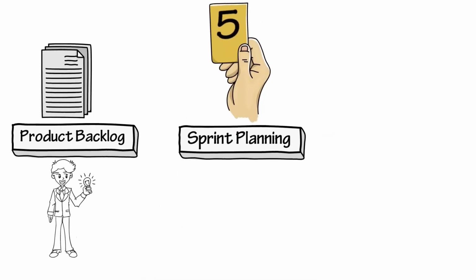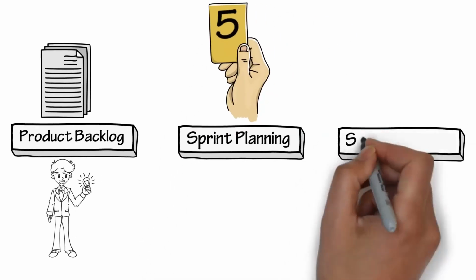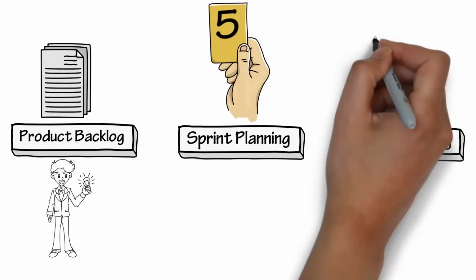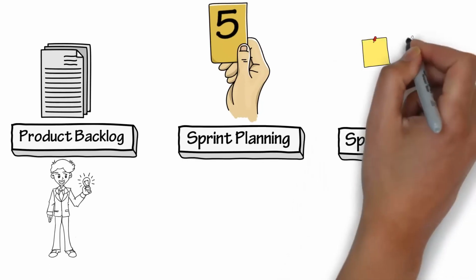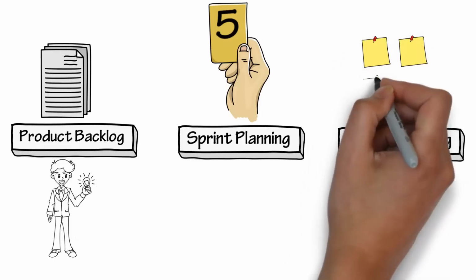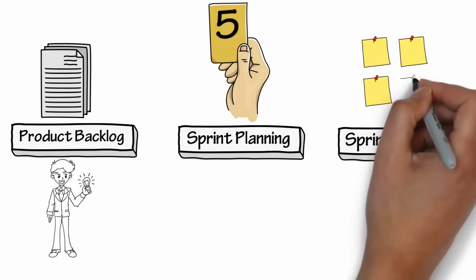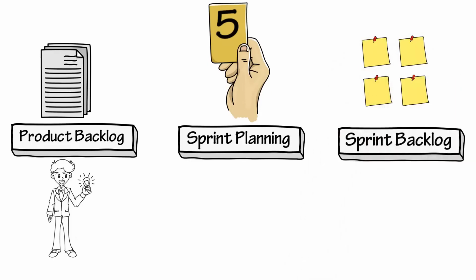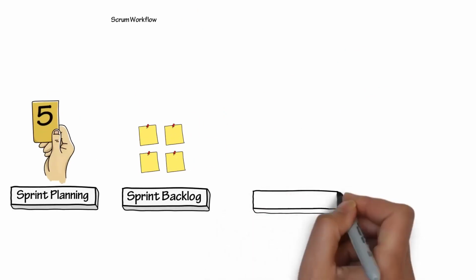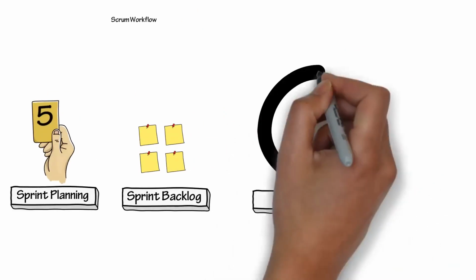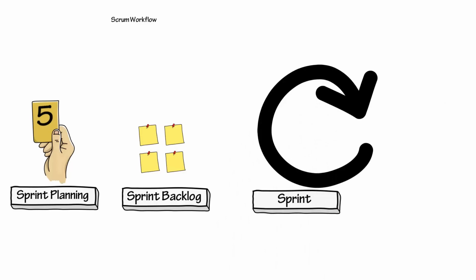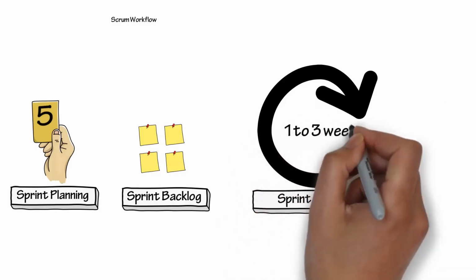The output from the sprint planning meeting is the sprint backlog. This is a list of user stories that have been committed to for the next sprint. The entire team and product owner have a solid understanding of what each of the user stories involves based on the discussions from the sprint planning meetings. The sprint is a 1 to 3 week time box where the work committed to in the sprint backlog is worked on through to completion.